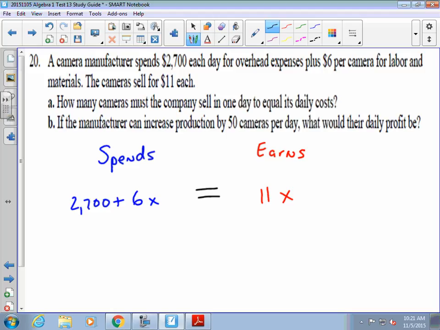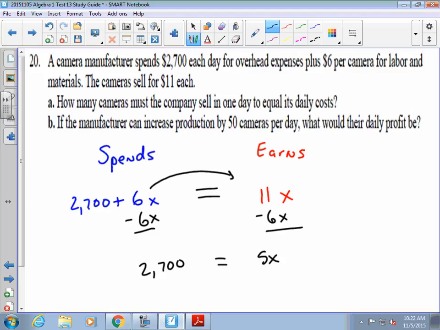We have variables on both sides. Bring your smaller 6x over to your larger 11x by subtracting it. When you subtract it on the left, subtract the right. Now you have 5x is equal to 2,700.